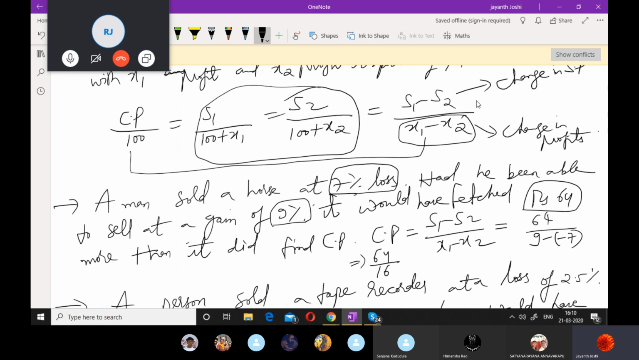Here you should take CP by 100. So CP by 100 is equal to 64 by 16. We'll get 4 here. Take 100 there and cross multiply. CP is equal to 400. Got the answer. We'll go for the next one. So instead of doing all the unnecessary steps, in one single step, you are able to crack this question.